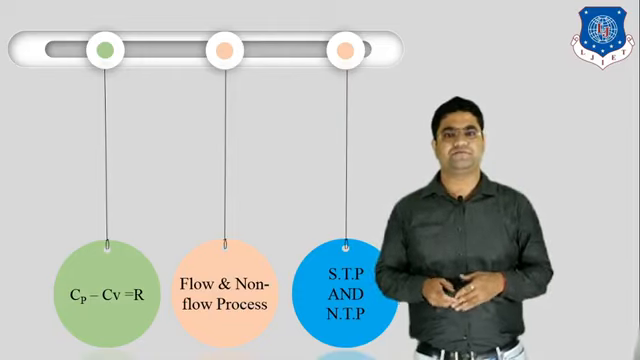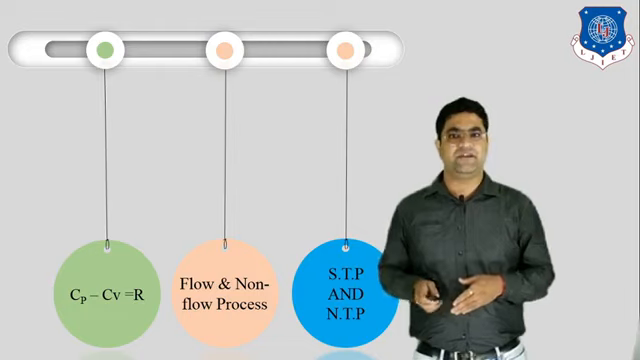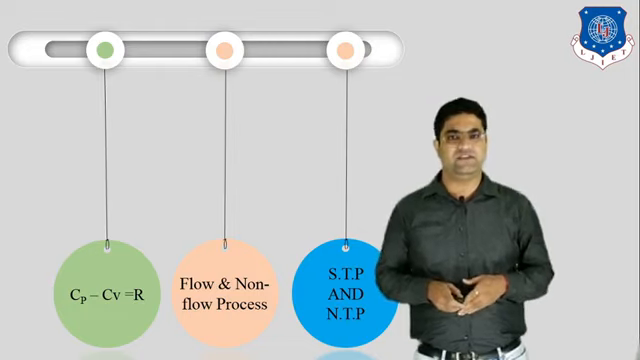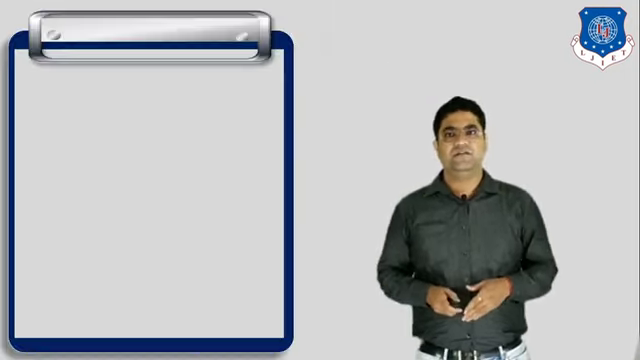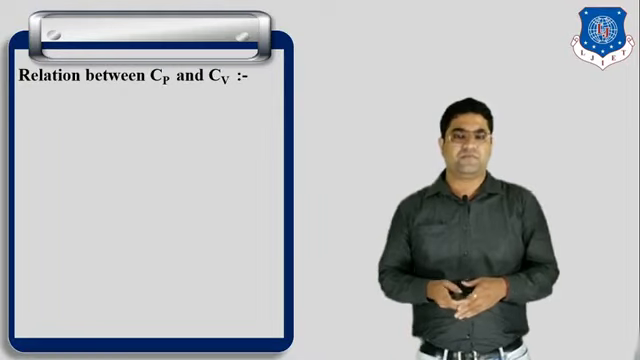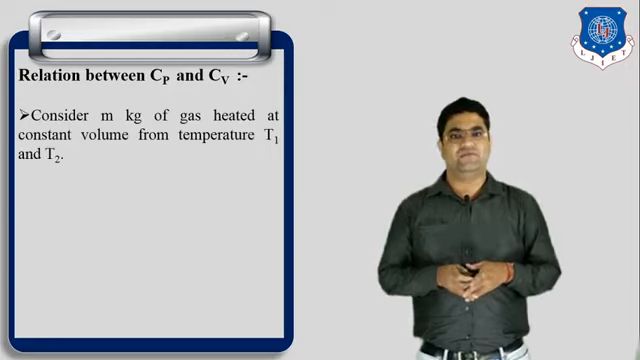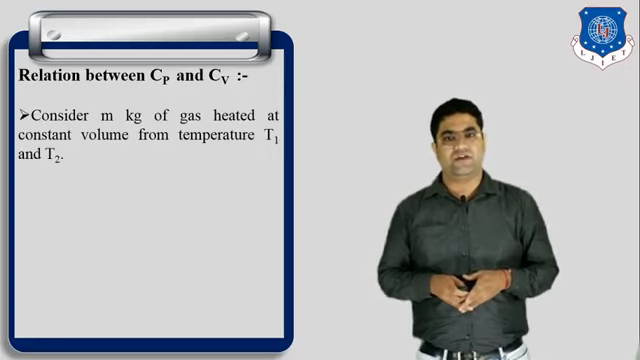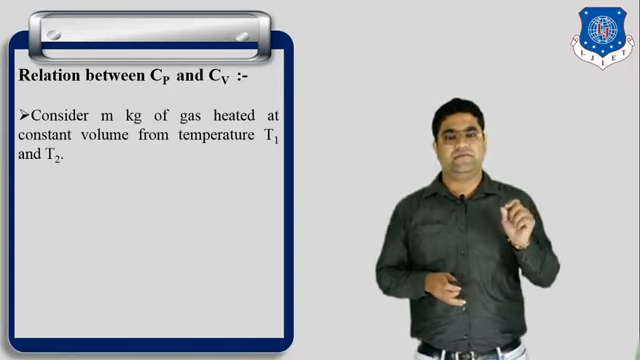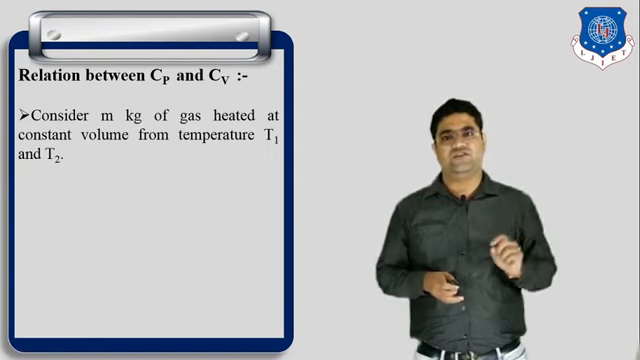So first of all, we will start with Mayer's equation, that is Cp minus Cv equals R. Here we have to take some assumptions. We will take that the mass of the system is 1 kilogram.